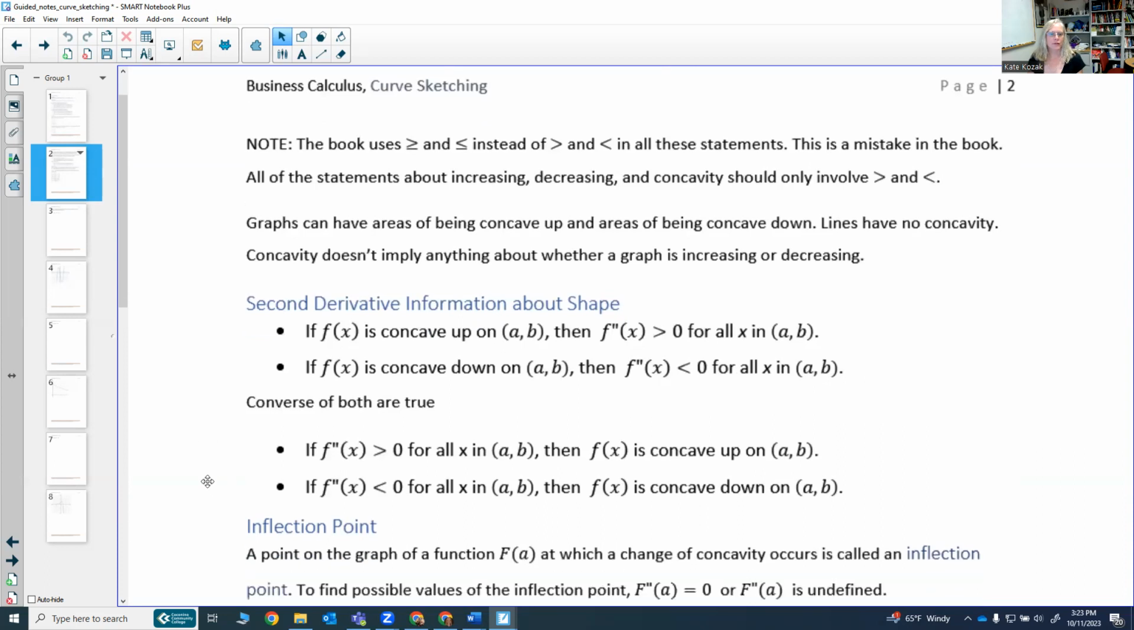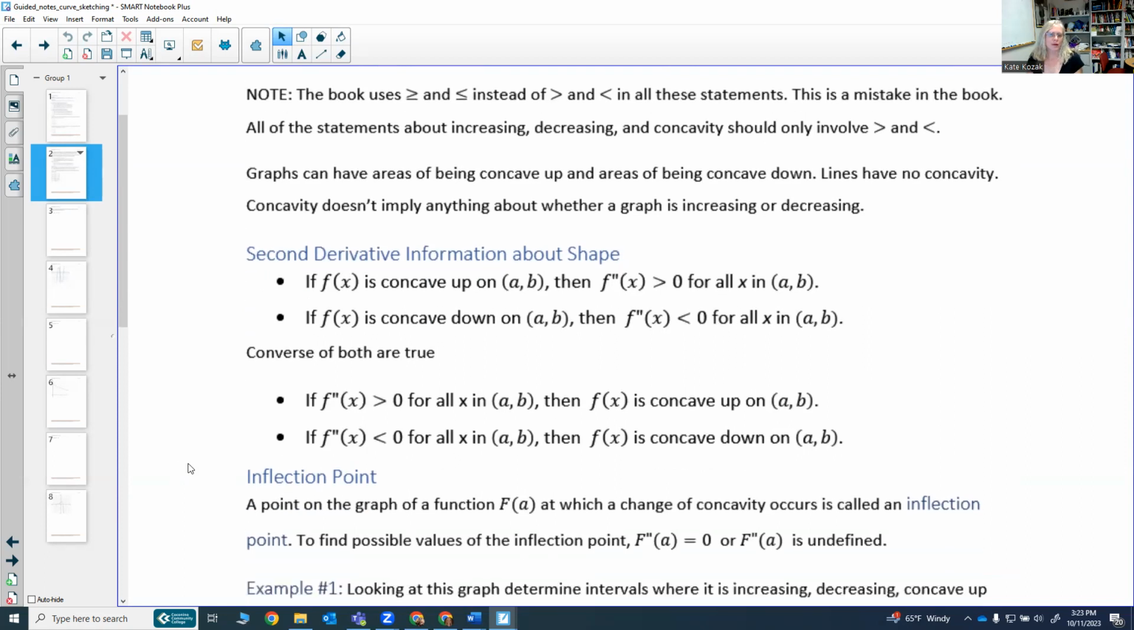In other words, if f double prime of x is greater than 0 for all x in (a, b), then f of x is concave up on (a, b). And if f double prime of x is less than 0 for all x in (a, b), then f of x is concave down on (a, b).